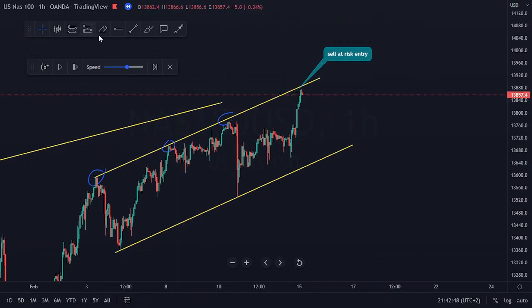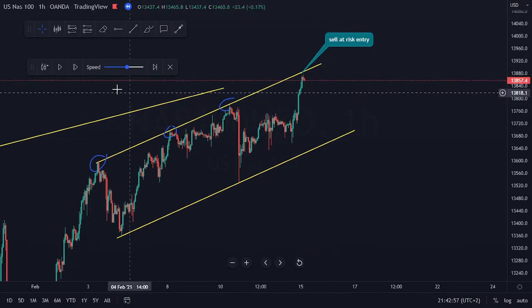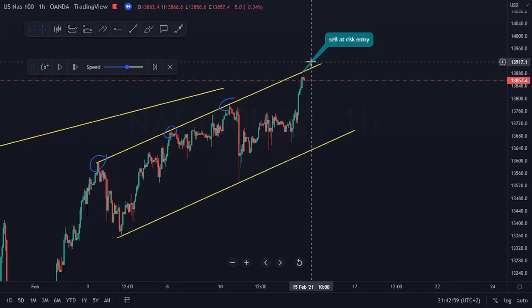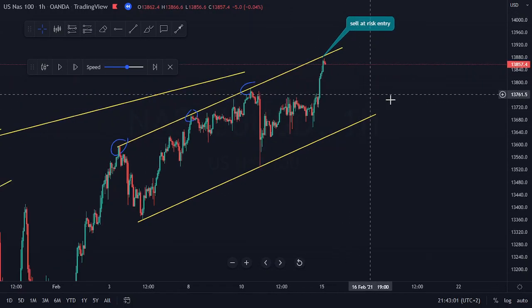You do not just jump in, because look at how impulsive this is to the upside. These few, 1, 2, 3, 4, 5 candlesticks here to the upside are impulsive. You cannot just jump into sells. You could easily get taken out. You have to confirm that the market is about to reverse.